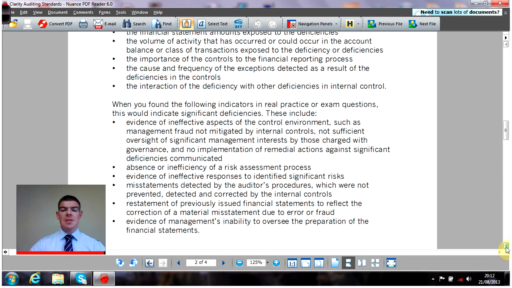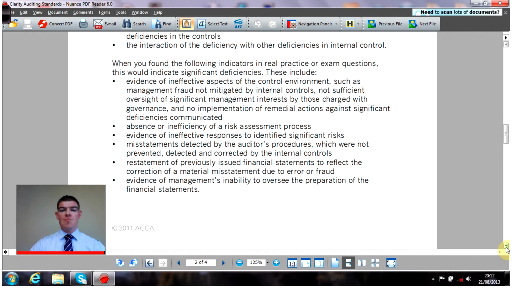So, if you've considered these items, in terms of real practice or exam questions, what type of examples may indicate significant deficiencies in internal controls? Well, for example, management fraud which hasn't been mitigated by internal controls. Perhaps there's not sufficient oversight by management in terms of the financial reporting process, or there's maybe been no implementation of any corrective or remedial actions for any significant deficiencies that have been found in the past.